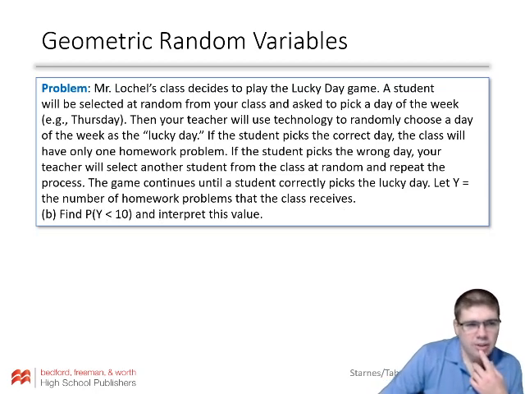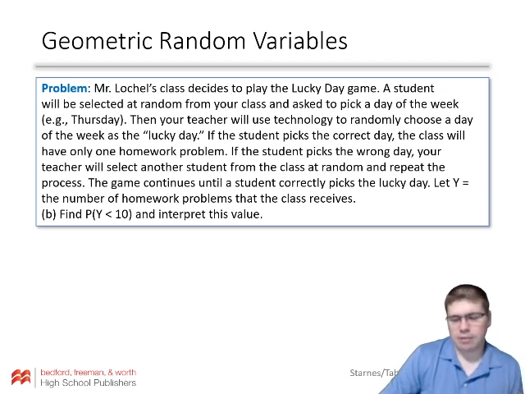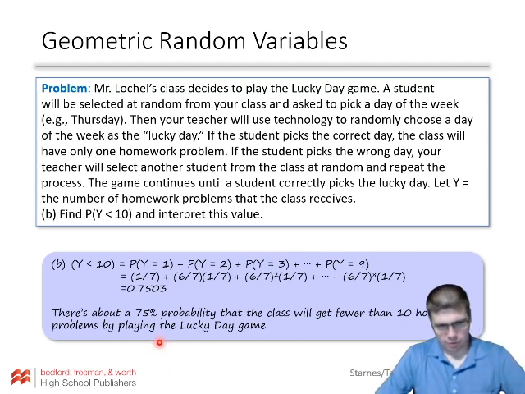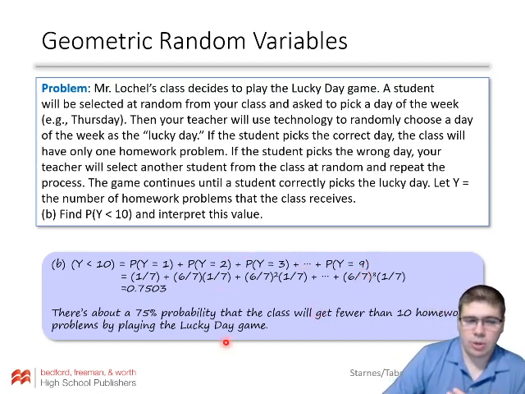All right, so then the other question is, what's the probability that it will take less than 10 tries, that you'll have fewer than 10 homework problems? This one they do actually kind of get right. So that could be anywhere from 1, you could get it right on the first try, second try, third try, fourth, all the way up to the 9th try, but not the 10th because we're going less than 10.